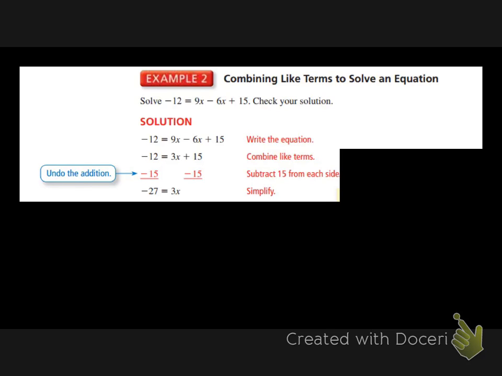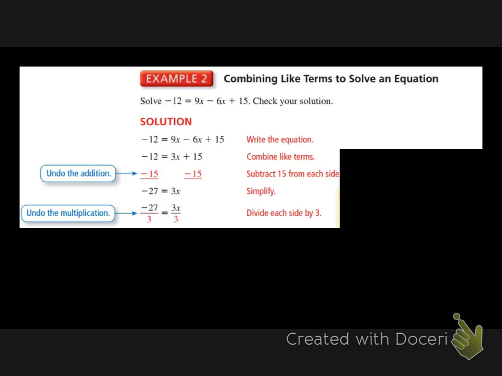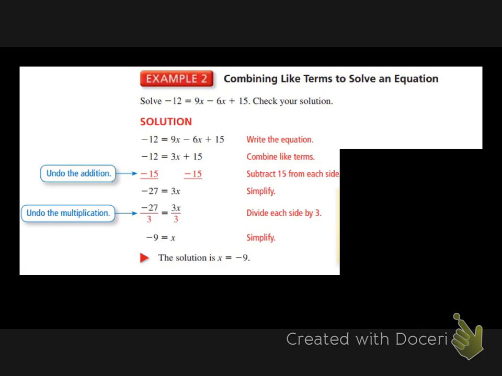And then remember, we're going to look again. Is there division? No, but there is multiplication. The 3 times the x. So we need to do the inverse operation, which is going to be to divide. So we need to divide both sides. Remember, whatever you do to one side, do to the other with the 3. So to undo that multiplication, we divide by 3. And then we're going to get negative 9 equal x as the solution.